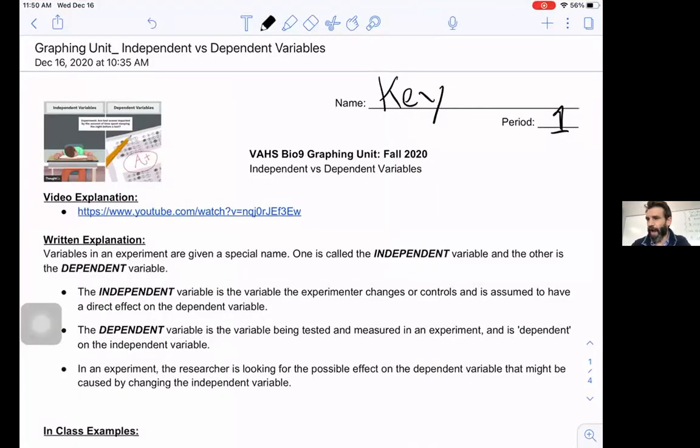And this is the graphing unit, independent versus dependent variables. This is just our first introduction to independent and dependent variables. And we talked in class, there's a great explanation video right here, and a written explanation that you can read. The independent variable is the thing that the experimenter, the scientist, you, when you're conducting experiments, is the thing you change, right? So in our egg lab that we did in class, we discussed that the thing we changed was the percent concentration that the egg would be in.